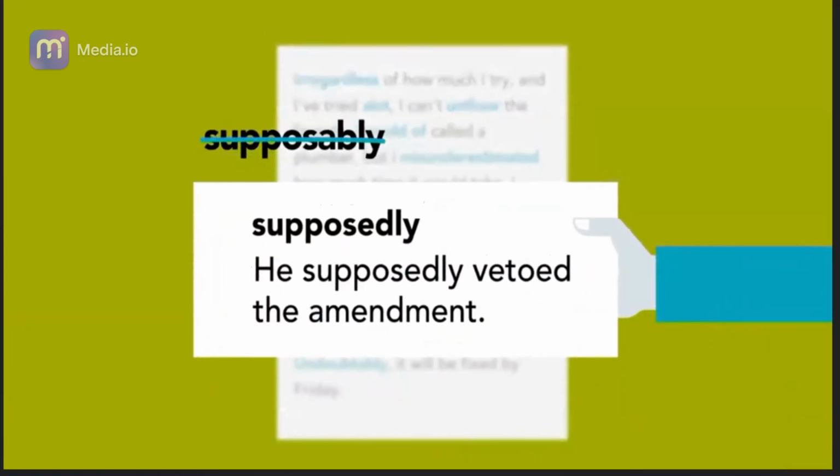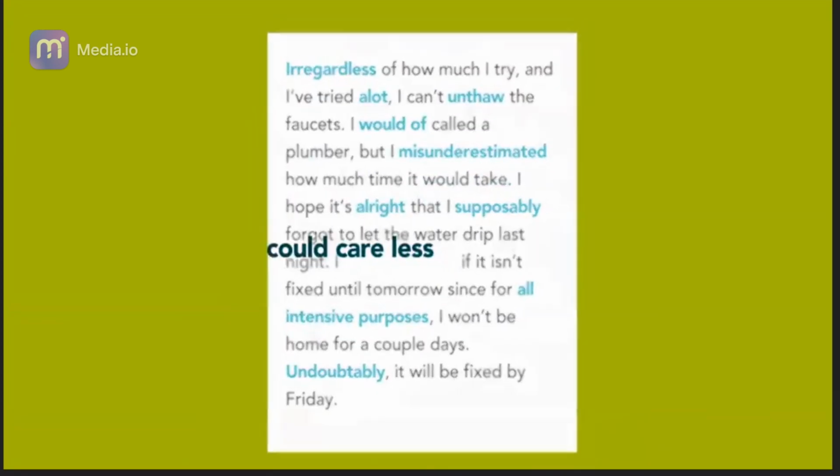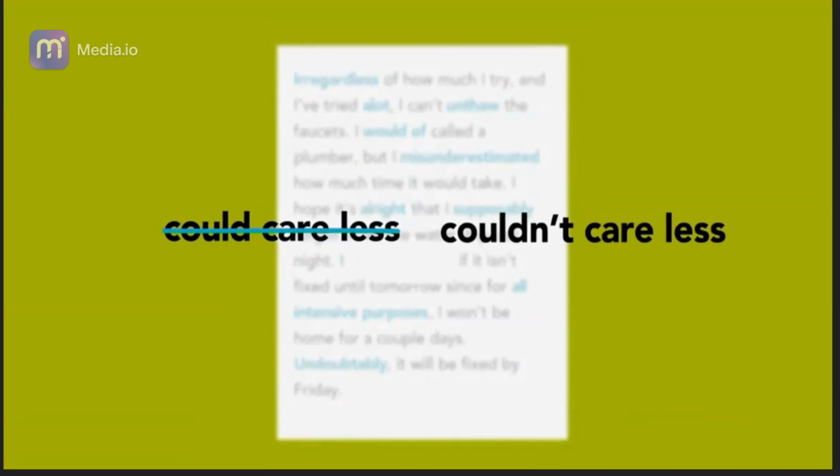Supposedly. No, the correct word is supposedly, e-d, not a-b. He supposedly vetoed the amendment. Could care less. That phrase means that you do care, at least a little. So you do have room to reduce the amount of care you have. Couldn't care less is what most people mean when they use the phrase, meaning do not care at all.